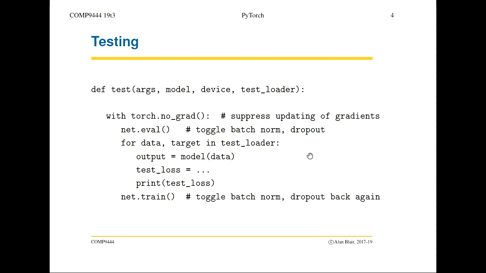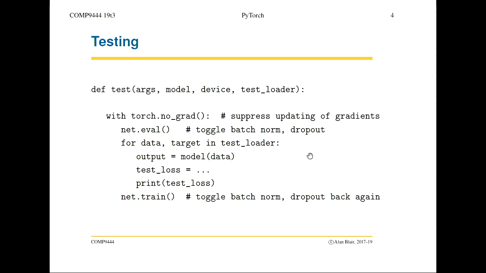Now, in this loop here, normally we have a test loader. Normally the test set is large enough that it also has to be divided into mini batches. So we have a loader that feeds those to us one at a time. We apply the model, we calculate the test loss, and typically we print the test loss, right? We're not backpropagating on it, we're just printing it.